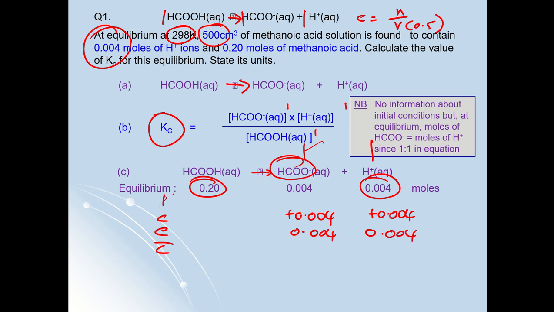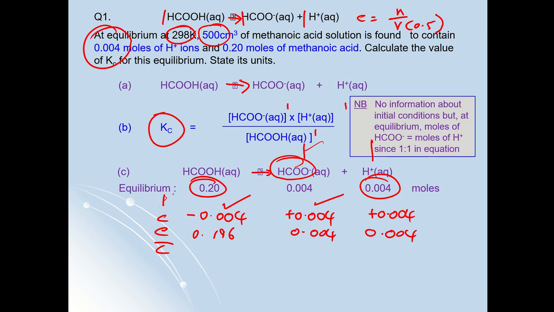So every time 1 mole of hydrogen ions are made, or 1 mole of methanoate ions are made, 1 mole of methanoic acid reacts. So if 0.004 moles of that are made, minus 0.004 moles of that is what is used up. So I make 0.004 moles of this, I've used up the same of that. So my equilibrium moles of methanoic acid is 0.2 minus the amount of moles that have been used up, which is 0.004 of course. That leaves me with 0.196. So at equilibrium I have those number of moles of all of those.